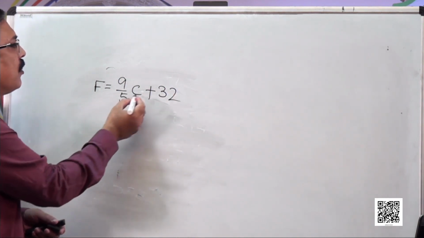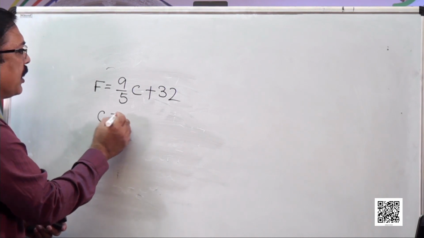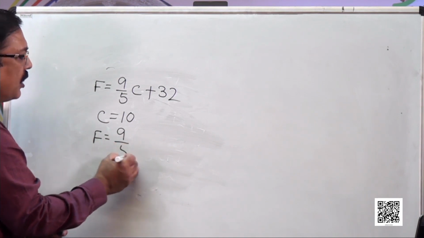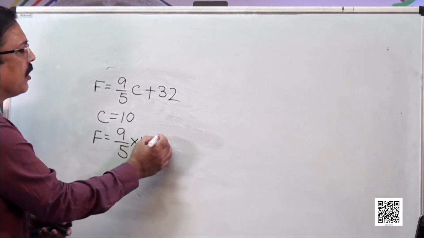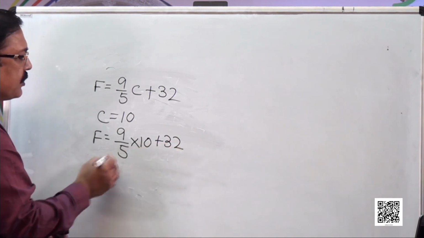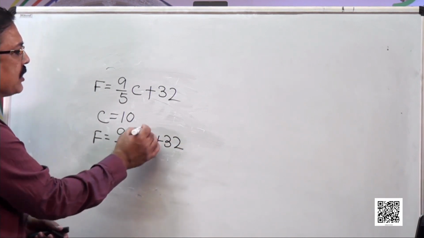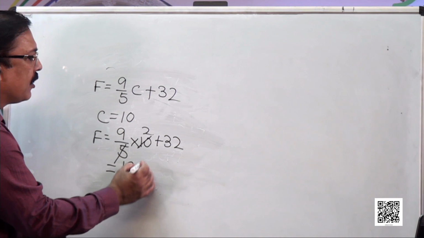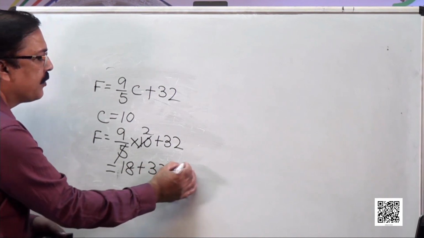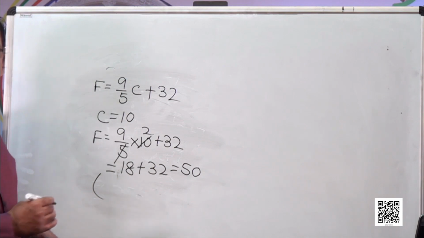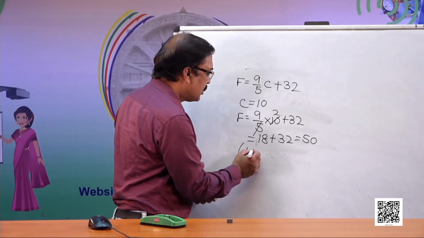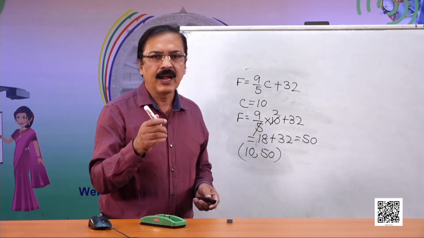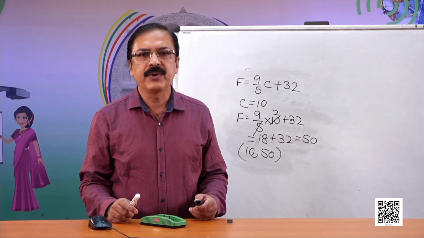If we put the value of C as 10, then what is F? F is equal to 9 by 5 into 10 plus 32. That gives 5 into 2, as 5 and 10 cancel. 9 into 2 is 18, plus 32 gives 50. So for this equation, the solution is 10, 50. So here we have seen that the point is 10, 50.